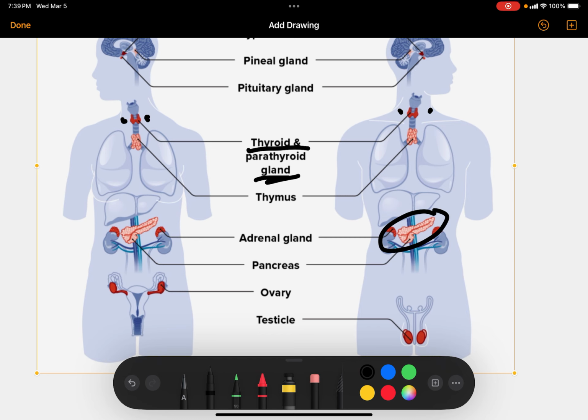Delta cells make and secrete somatostatin. The F cells, or some people also note them as PP cells, secrete the pancreatic polypeptide as well.